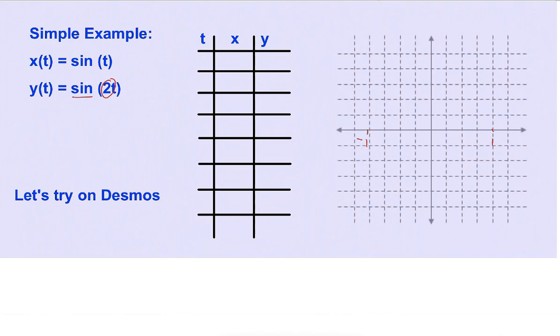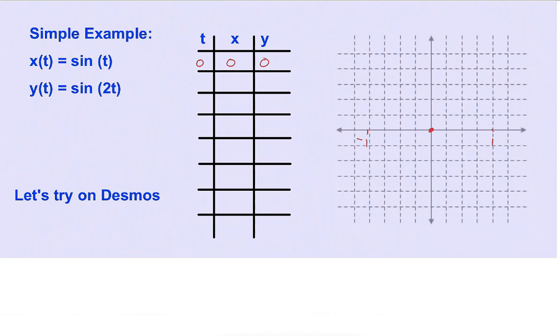So we've got a point. We'll start it when t is equal to 0. The sine of 0 is 0. The sine of 2 times 0 is still 0. So our point starts right here.